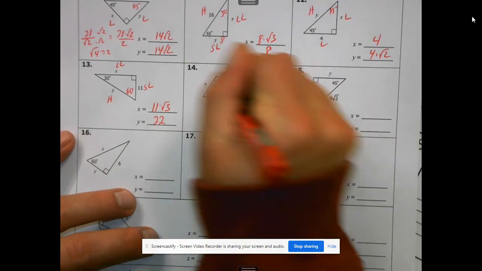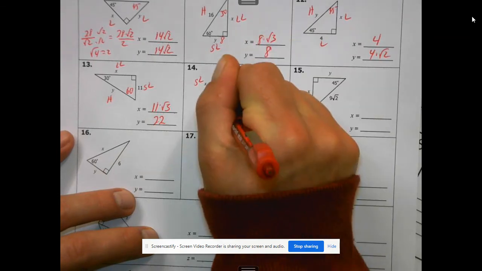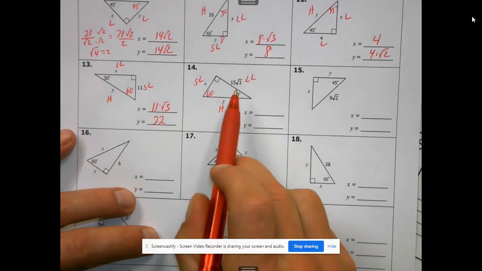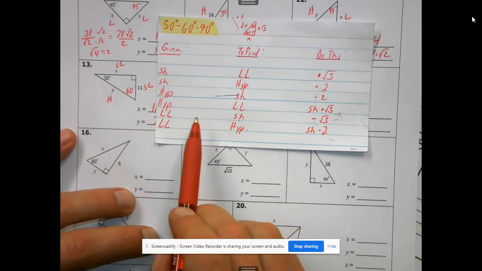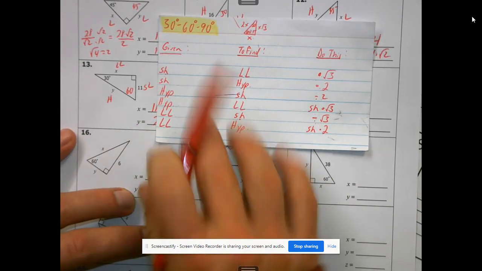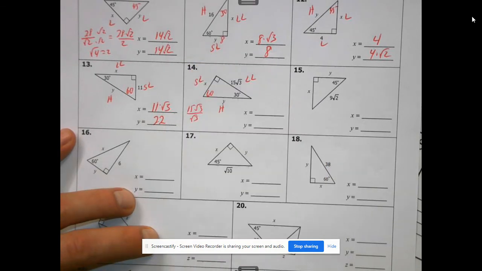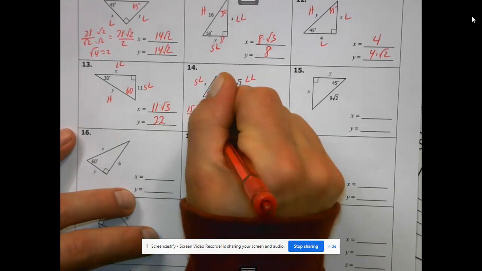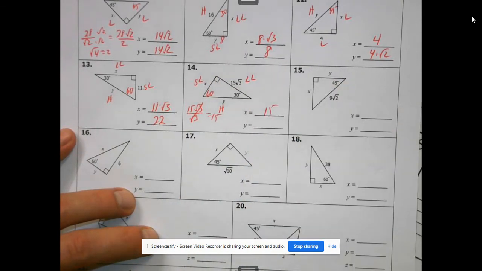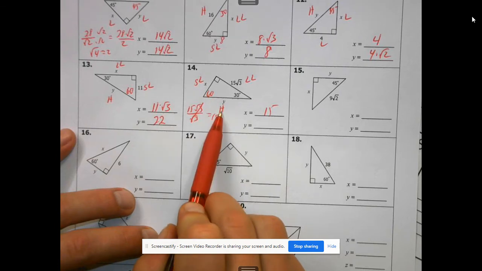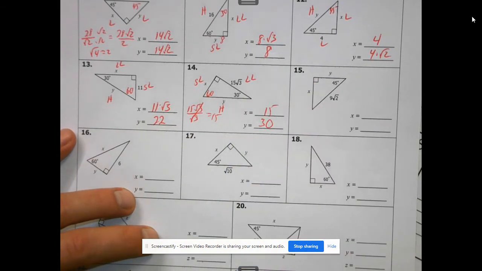Number 14, let's see, X is your short leg. This guy is your long leg, and Y is your hypotenuse. Always find short first. Long to short, divide by square root 3. So 15 square root 3, divide by square root 3. You cancel out, and you just get 15. So short, 15. Short to hypotenuse, you multiply by 2. 15 times 2, 30.